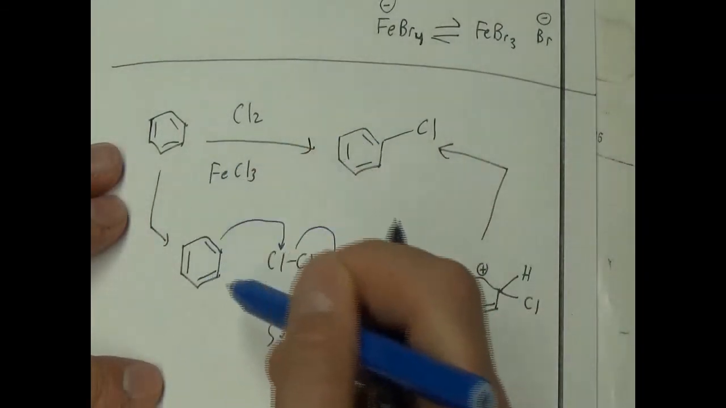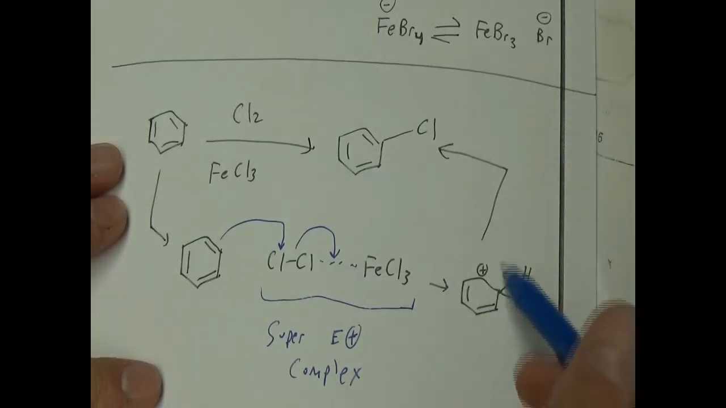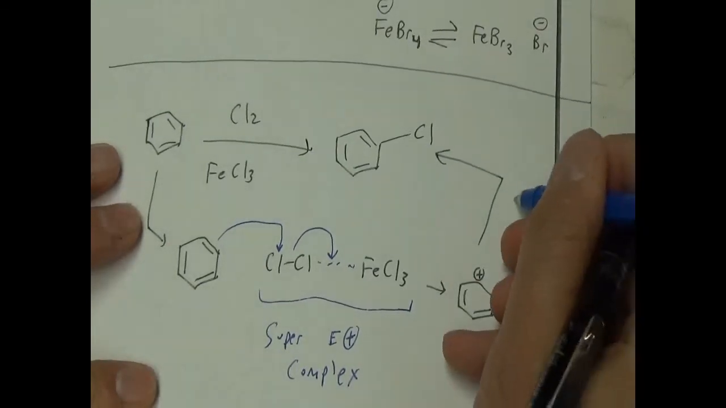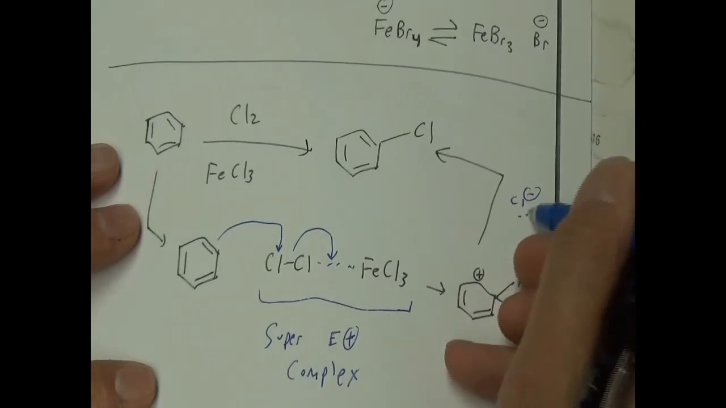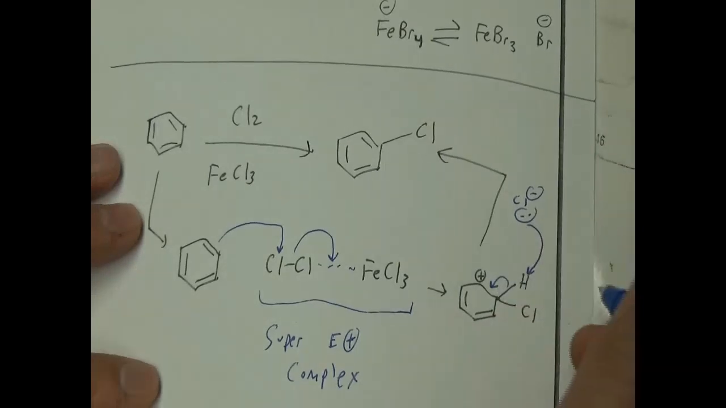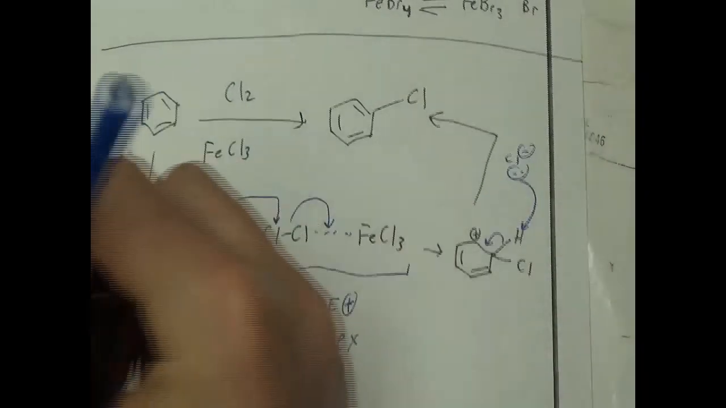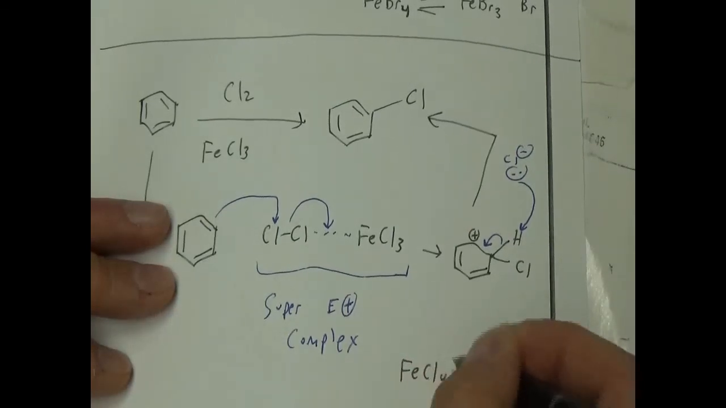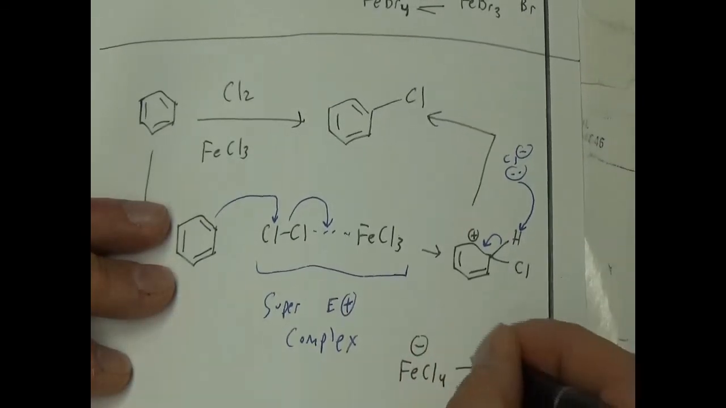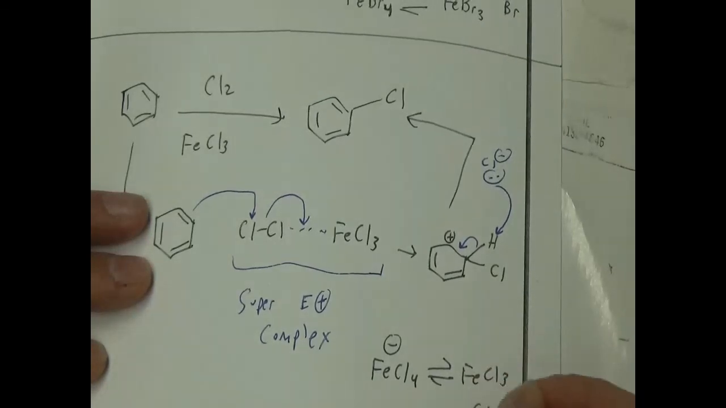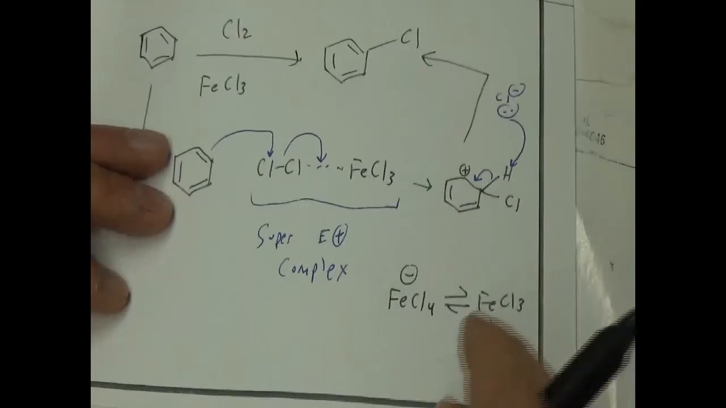And what's the last step always? You de-aromatize, now you re-aromatize. So like Cl minus takes the proton, regenerates the double bond. And if we want to draw that little FeCl4 thing, we can do that. FeCl4 minus on the iron. FeCl3, Cl minus. Okay. Cool.